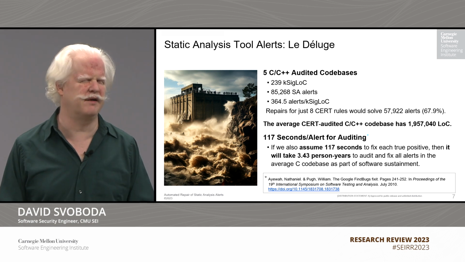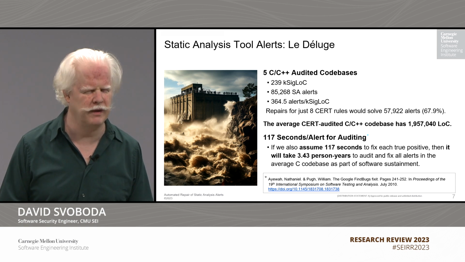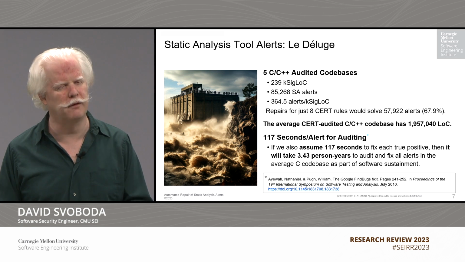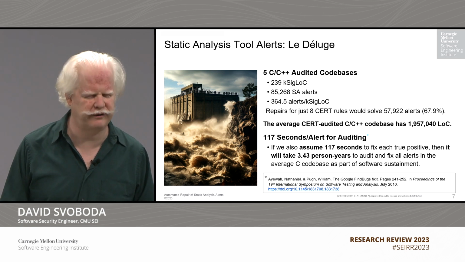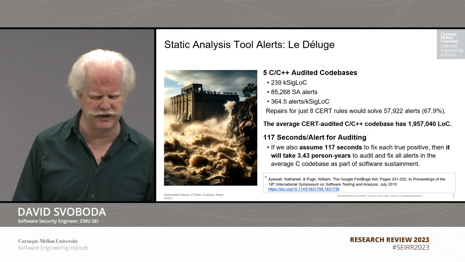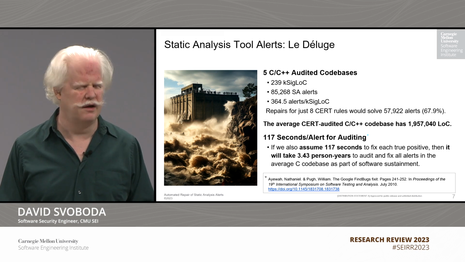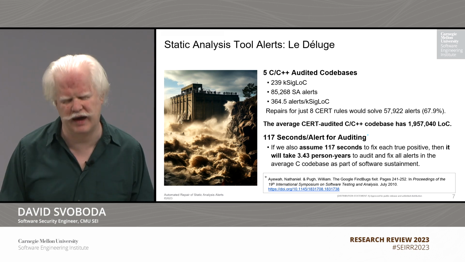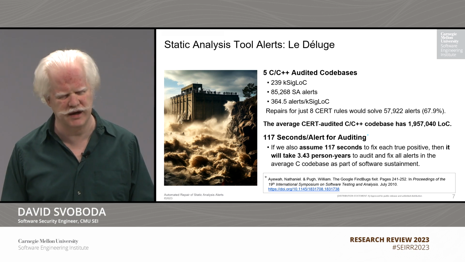then the average C or C++ code base is 2 million lines of code, roughly, and it would take a single person 3.43 person years to audit all of the alerts and then repair just the true positives. 3.5 years for the average code base. That's a lot of effort. I don't know anybody who actually does that work. In addition to the amount of effort, it's simply tedious.